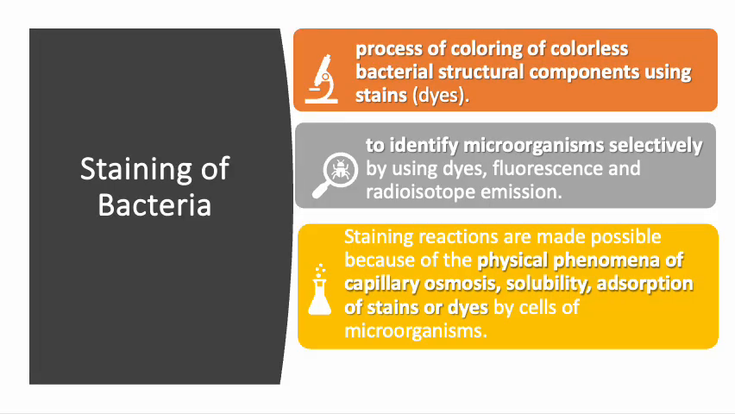Now, in definition, stains are chromogenic solutions that are essential in the microscopic identification and characterization of organisms. The differences in the staining properties of the bacterial cell wall is the first step in microbial identification. When we say staining, it is a process of coloring of colorless bacterial structures using stains or dyes. This is used to identify microorganisms selectively by using dyes, fluorescence, and radioisotope emission.